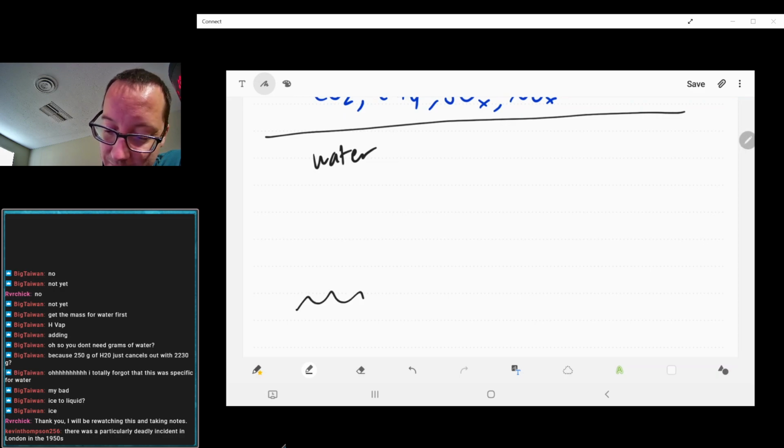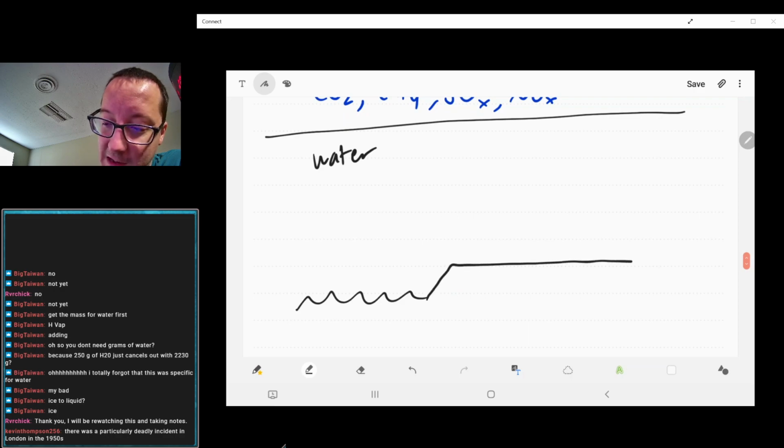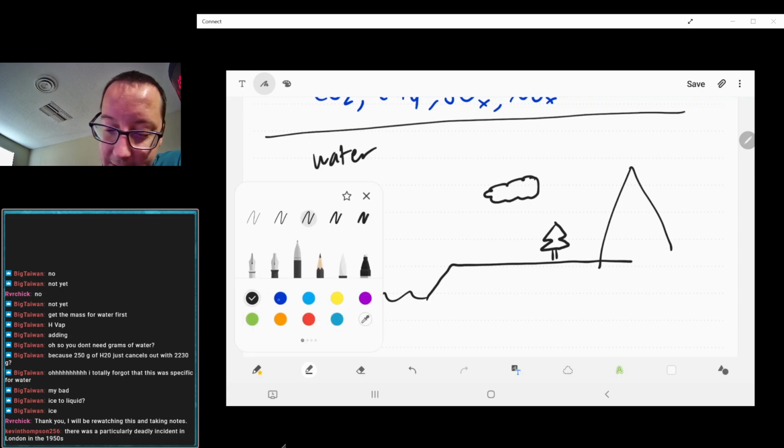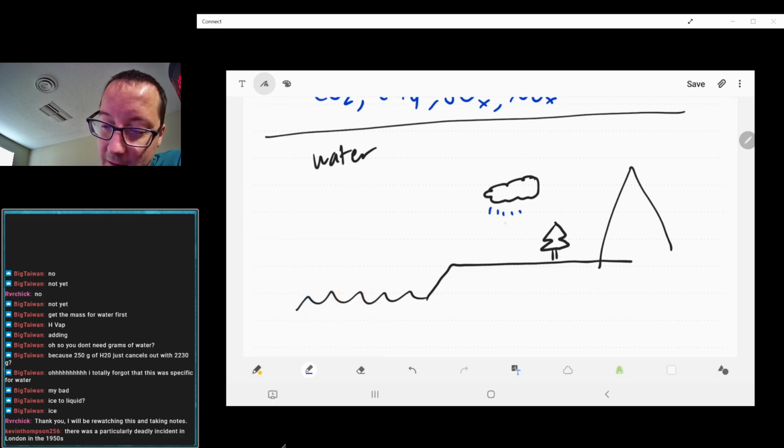Let's draw some water there. And then we have land. And here's a tree. There it is. It's a Christmas tree. And here's this mountain. And here's a rain cloud. Okay, cool. Suffice it to say that water is moving all around these all of the time. Here's an ocean, by the way.